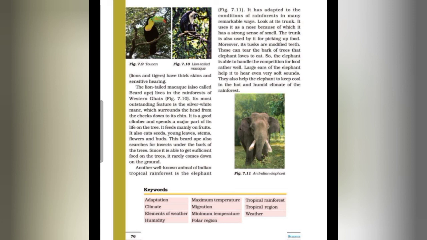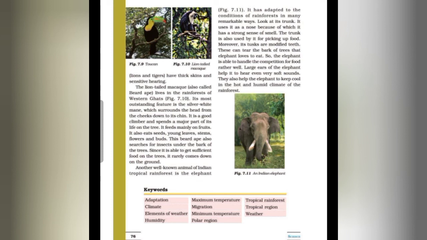An elephant has big and long pointed teeth called tusks. Tusks are the modified teeth of the elephant. It uses the tusks to tear off the bark of trees, which it eats as food. It also uses them for fighting with enemies and protecting itself.